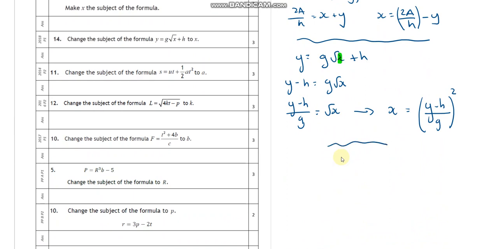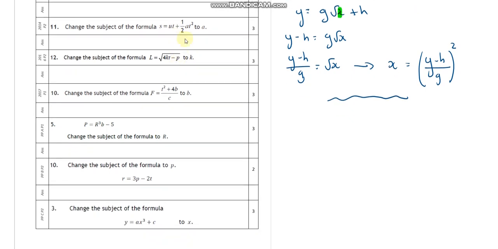Okay. This one, is that distance travelled? Remember that from physics? Something like that. Is that S, distance? Okay, this looks a bit tricky, doesn't it? So let's see what we get. We're trying to make a the subject.